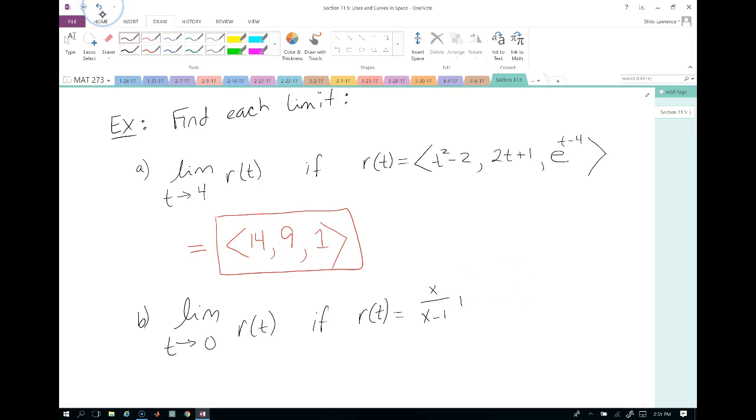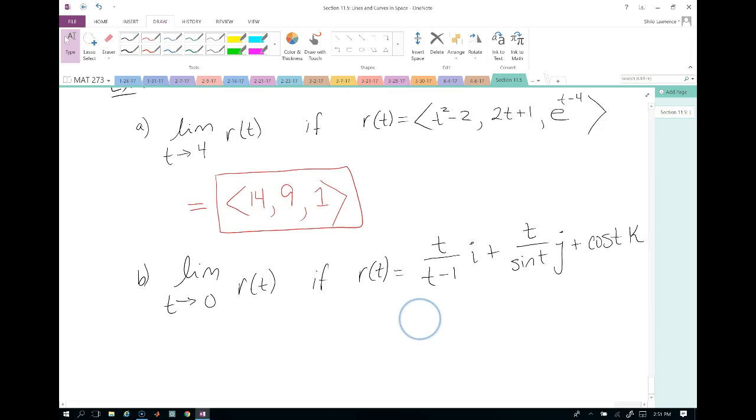Oops, don't want to use x's, want to use t's. So we've got t over t minus 1 i plus t over sine t j, and then cosine t k. So I'm purposely writing my vector here in our alternate format, just so you know that these two formats are completely interchangeable and you're going to see problems with vectors possibly written in either way, so we need to be comfortable with both formats.